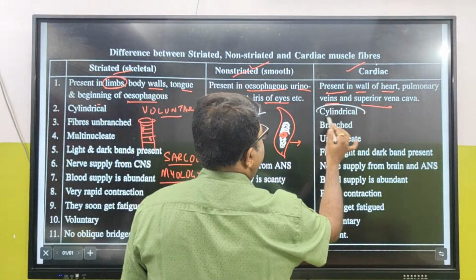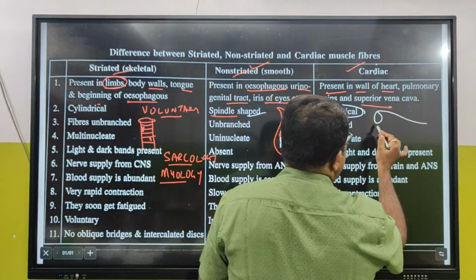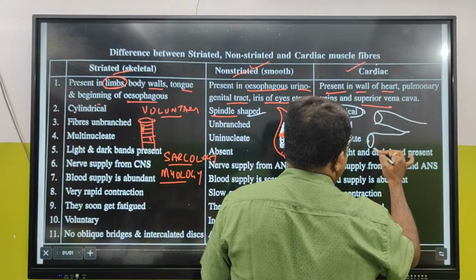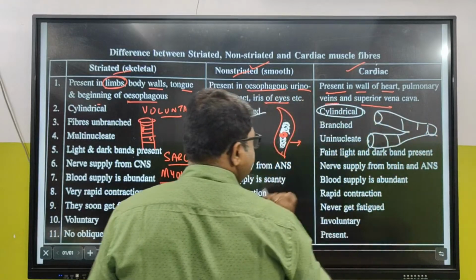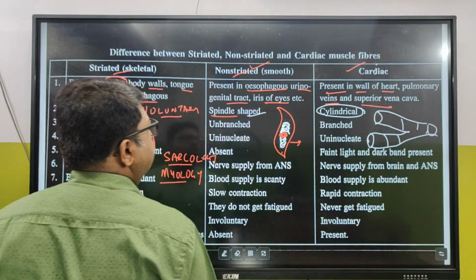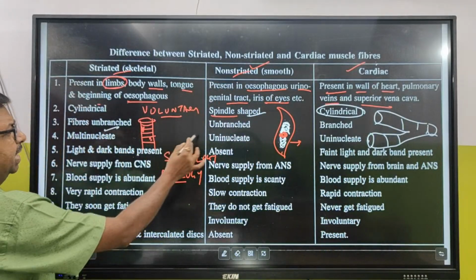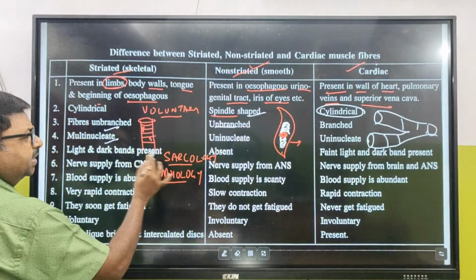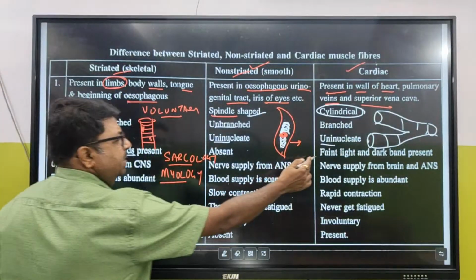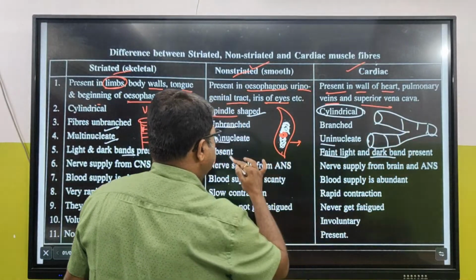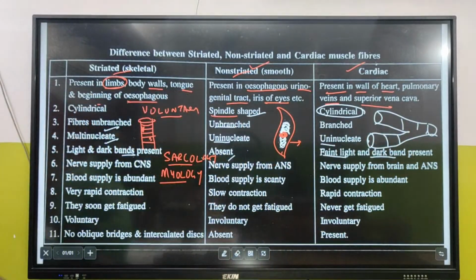Skeletal and smooth muscles are spindle shaped, but cardiac muscles are cylindrical and branched. They have intercalated discs. The fibers are unbranched, unbranched, branched. Multinucleated, uninucleated, uninucleated. Light and dark bands are present in skeletal and cardiac muscle, faint bands in one, but no bands in smooth muscle, and that's why they are non-striated.